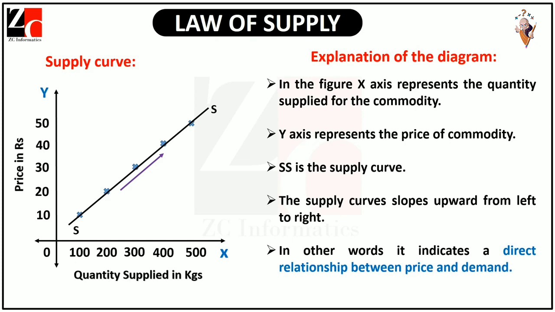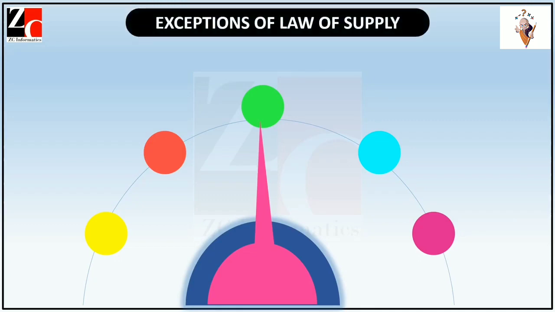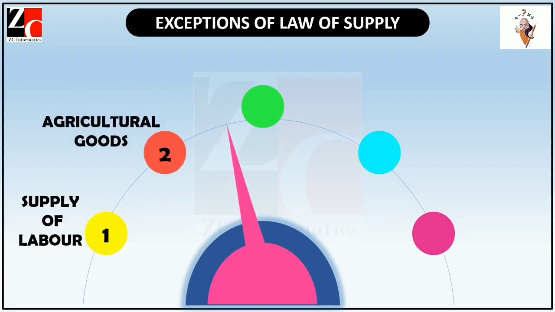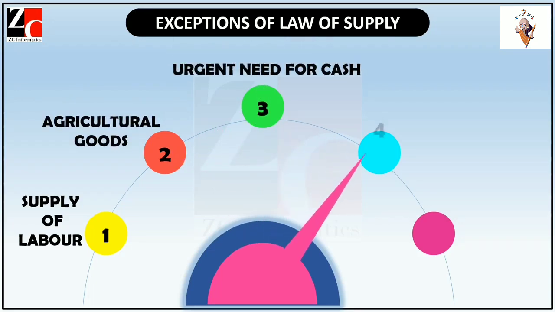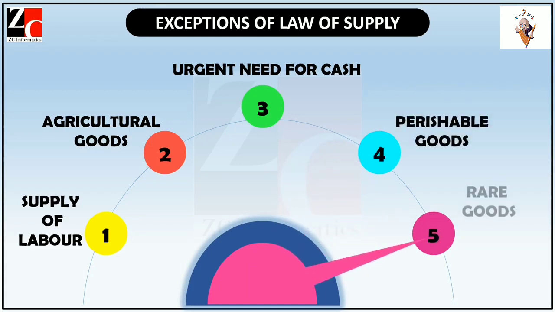Exceptions of law of supply. Point number 1. Supply of labor. Point number 2. Agricultural goods. Point number 3. Urgent need for cash. Point number 4. Perishable goods. Point number 5. Rare goods.